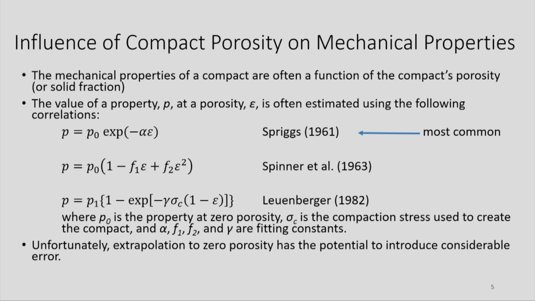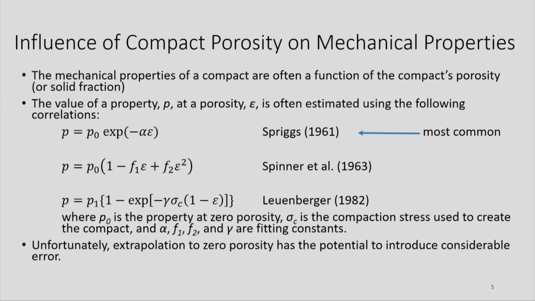It can be related using an exponential relationship. So again, alpha is the fitting constant. Again, F1, F2 are constants that we can derive from the relationship between void space and the change in property value.